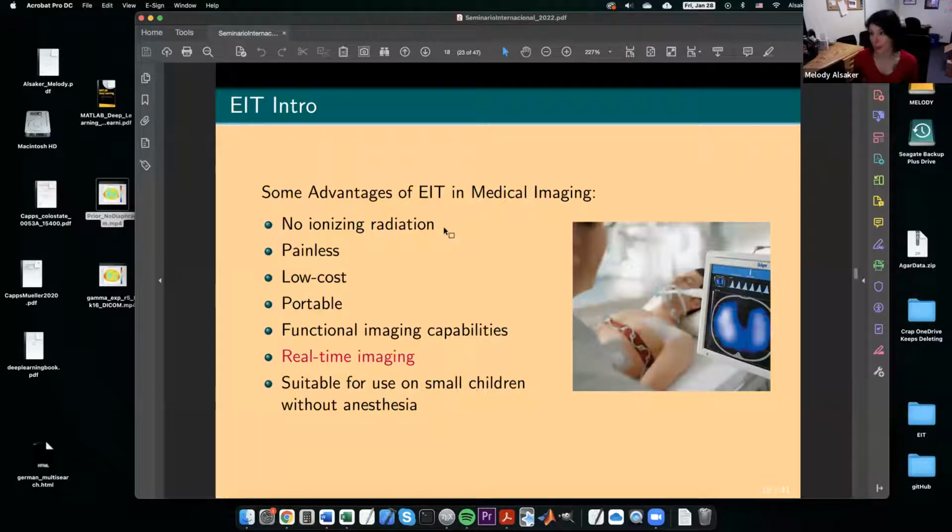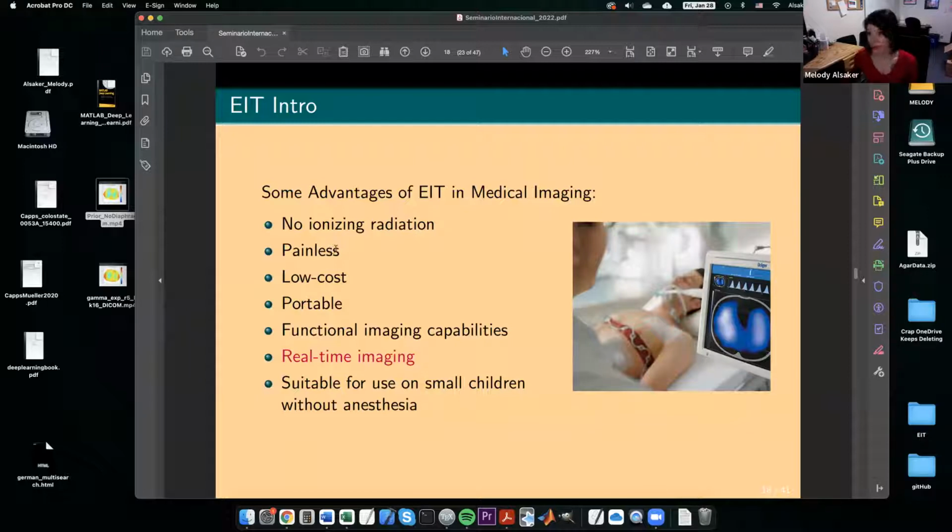They can add up over the course of your lifetime. And there have been studies documenting that if you have gotten a lot of certain types of scans, like CT scans, you are at an increased risk for developing leukemia and other cancers. Okay, so there's no ionizing radiation involved in EIT.